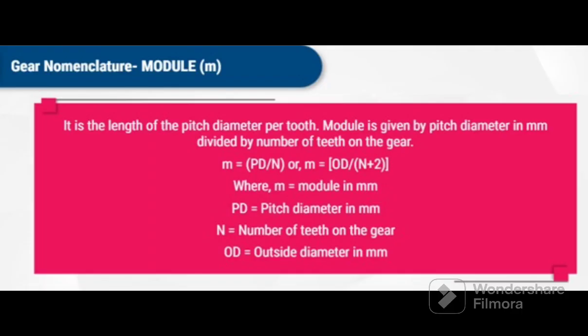Module. We have generally heard about module. So what is module? It is the length of the pitch diameter per tooth. Module is given by pitch diameter in millimeter divided by number of teeth on the gear, where it is denoted by small m. That is, m = PD/n, or m = OD/(n+2). Where m is module, which is measured in mm, PD is pitch diameter in mm, n is number of teeth on the gear, OD is outside diameter in mm.